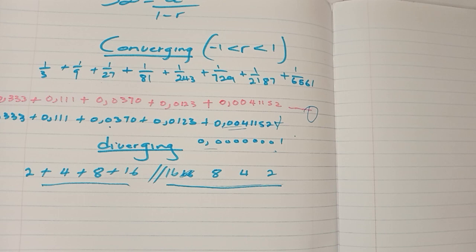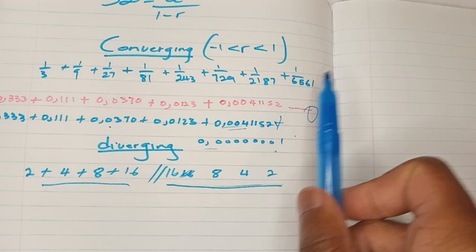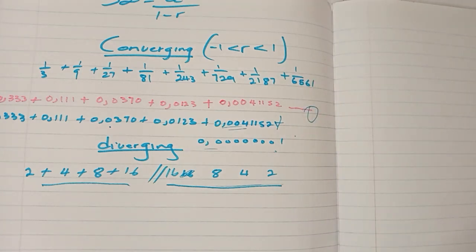In converging, r must be between -1 and +1. And also for this one, converging, we can actually find the sum to infinity, but for a diverging we cannot find the sum to infinity because the number grows and it grows and it grows and it grows. I hope we grow like that in this channel.